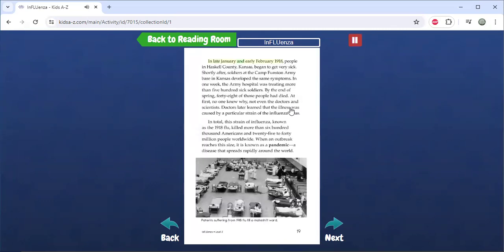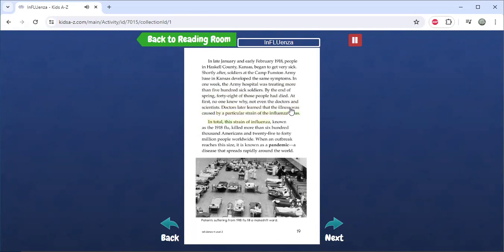In late January and early February 1918, people in Haskell County, Kansas began to get very sick. Shortly after, soldiers at the Camp Funston Army base in Kansas developed the same symptoms. In 1 week, the Army hospital was treating more than 500 sick soldiers. By the end of spring, 48 of those people had died. At first, no one knew why, not even the doctors and scientists. Doctors later learned that the illness was caused by a particular strain of the influenza virus.